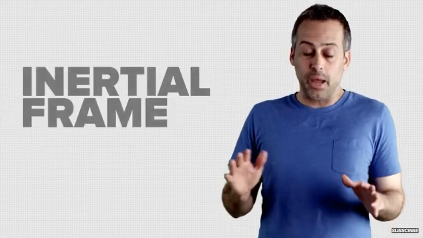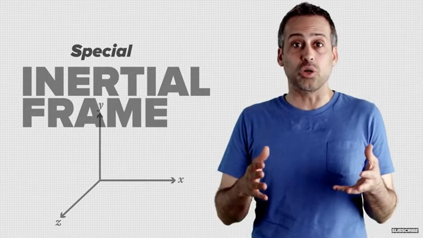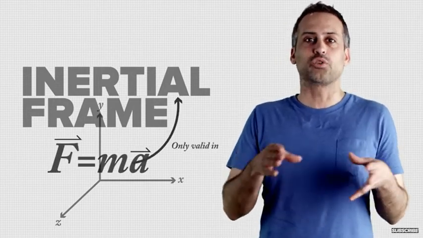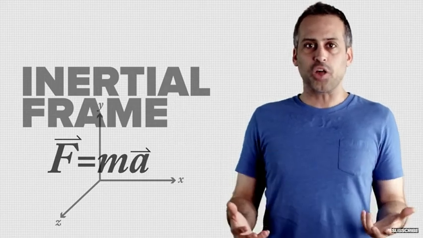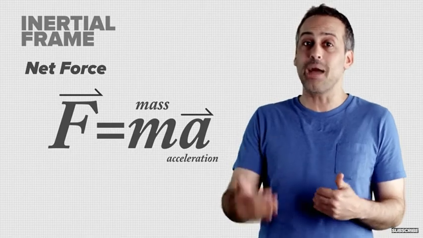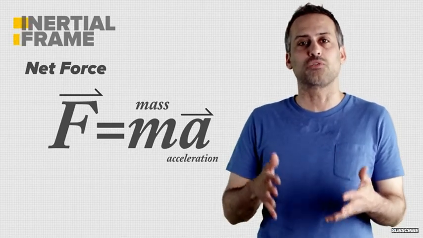inertial frame. Now, in Newtonian physics, inertial frames are special because Newton's second law, F equals ma, is only valid in inertial frames. In other words, the net force on an object will equal that object's mass times its acceleration only if you're measuring that acceleration using an inertial frame.